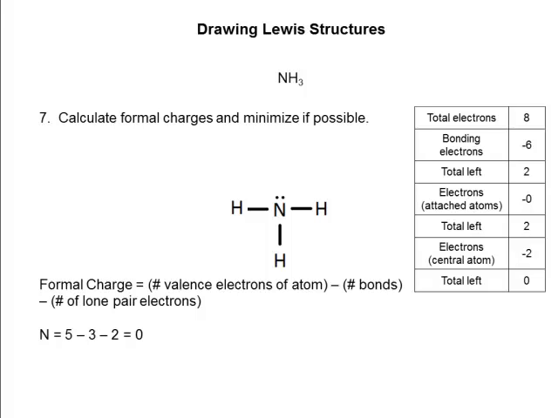Let's look at the hydrogens. Hydrogen starts with 1 valence electron, minus the 1 bond each hydrogen has to it, minus 0 lone pair electrons, so each hydrogen is equal to 0. Okay, so formal charges on everything are 0. There's no way to minimize it, because 0 is the smallest we can get to in terms of minimizing these formal charges. So we don't have to do anything else with those formal charges.